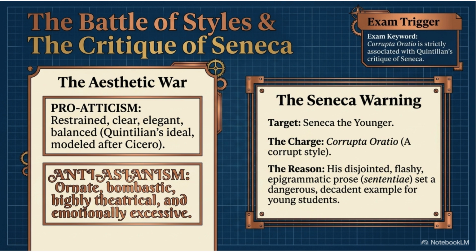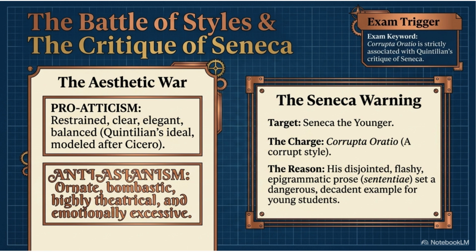Then, highly theatrical. Imagine a speaker behaving more like an actor than a teacher. Too many dramatic gestures. Too much shouting. Too much performance. Finally, emotionally excessive. Emotion is important. We learned earlier that an orator should use pathos. But Quintilian believed emotion should always remain under control. Too much emotion weakens rational thinking. Therefore, he rejected the Asian style.